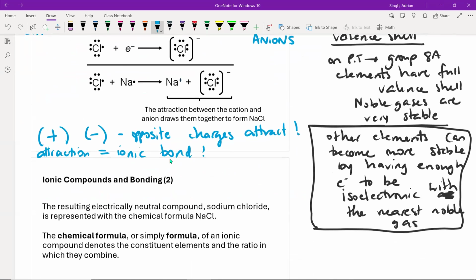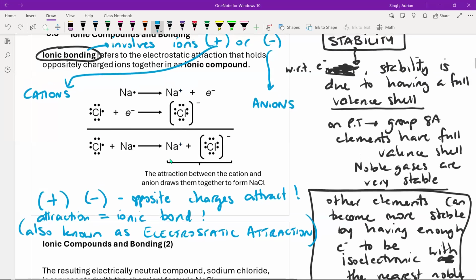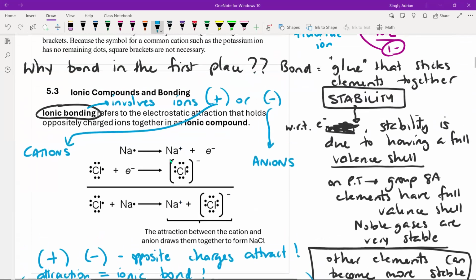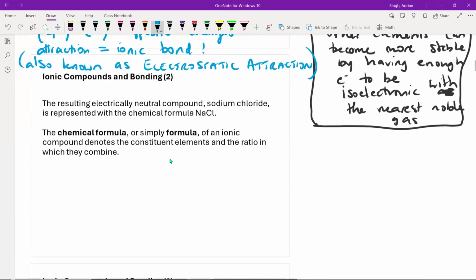Another term that you will see being used interchangeably with ionic bond is electrostatic attraction. It's a big fancy word that just means the same thing, opposite charges attracting each other. So in order for ionic bonds to form, we need ions. We need positive ions, we need negative ions. Guess how those things form.